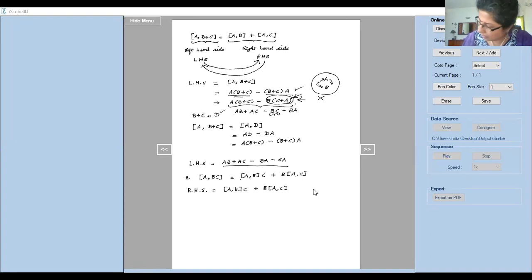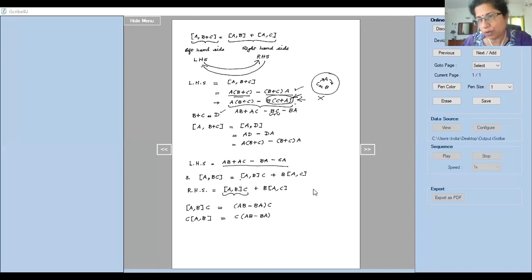Now let's have a look at the first term. You are writing [A, B]C, which means this is (AB minus BA)C. A lot of people have confused it with this. What is this? This is nothing but C(AB minus BA).